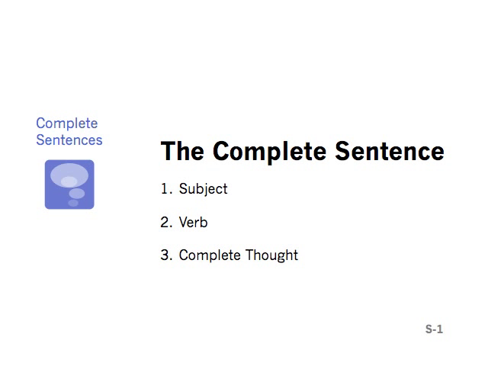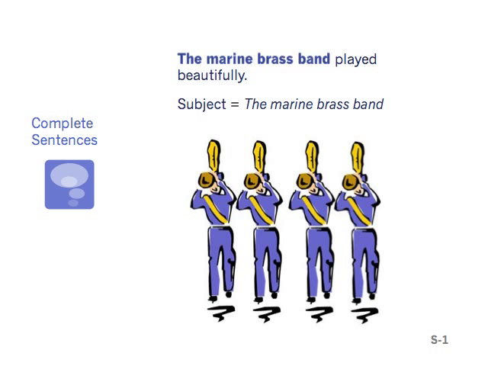The subject of a sentence is a noun or pronoun. Here's an example sentence from Anne Bernay's Warrior Day, which appears in our textbook, Back to the Lake. The Marine Brass Band played beautifully. In this sentence, the complete subject is the Marine Brass Band. The simple subject, without any descriptive words or modifiers, is band.